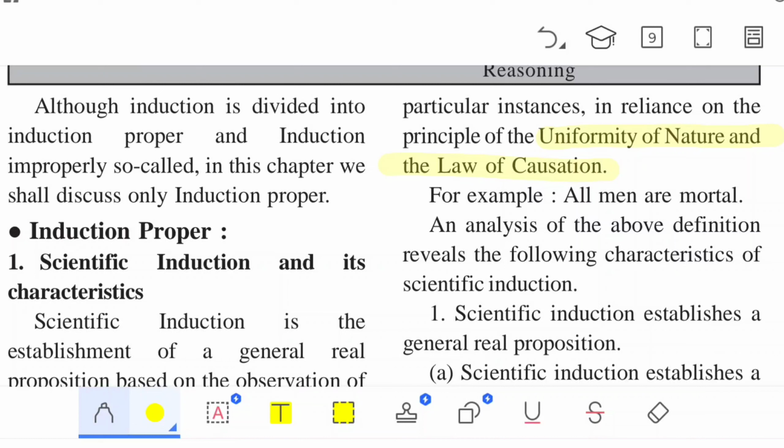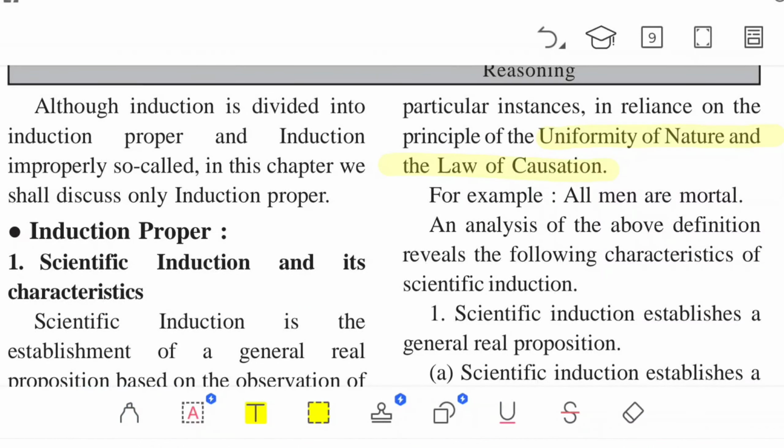Next, in the third chapter, you will get to know the details of this law. It is the law of causation: there is always a reason behind anything, behind any work. If a work has to happen, there must be a reason, and that law is called the law of causation. You will read about this law in a different lesson. So we will discuss it briefly here. There are two laws: the first one is called the uniformity of nature and the second one is the law of causation, and if we have to get a scientific induction we should follow these rules, okay.